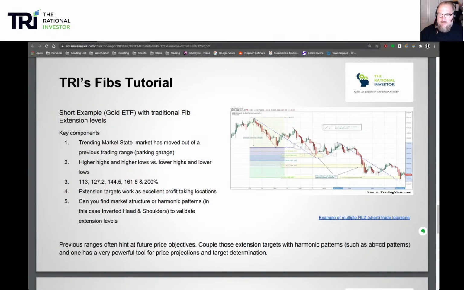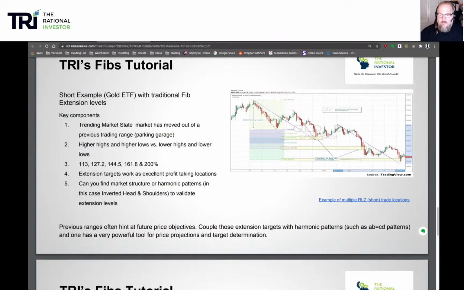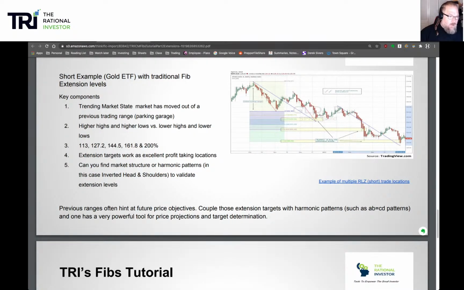Here's a short example in here. Brian's got a note in here that previous ranges often hint at future price objectives. It's true. Couple those extension targets with harmonic patterns like ABCDs, and you get a pretty powerful tool for price projections and for where you take profits. Would this be a good example? Let me look, Steve.